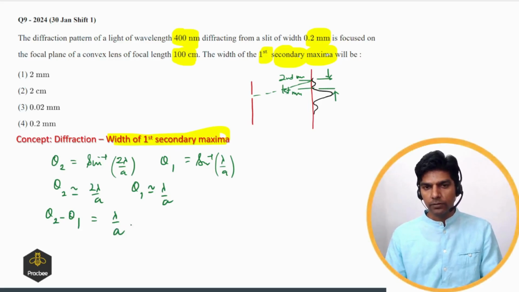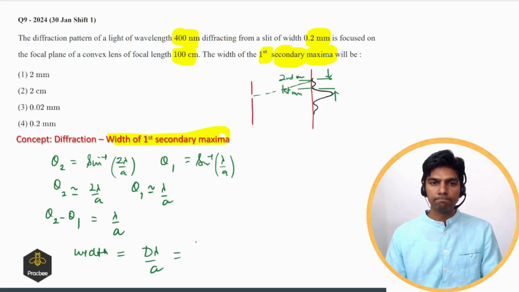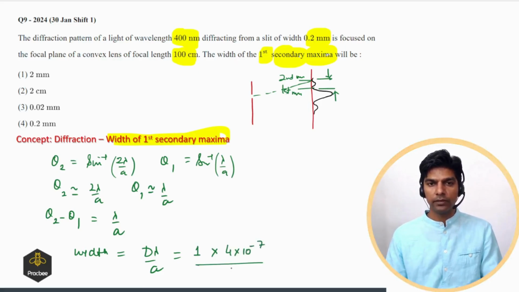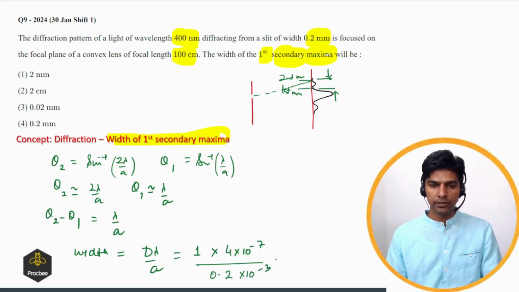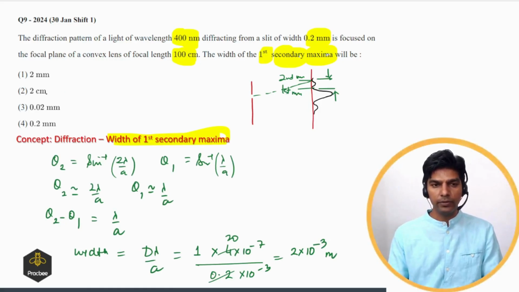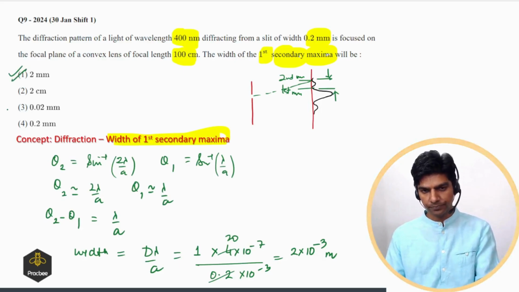And we have to find the width. Now you have to multiply this angular spread with capital D, and you will get the width. So width will be D lambda by a. D is given as 100 centimeter, which is 1 meter. Lambda is 4 into 10 raised to power minus 7, and a is given as 0.2 into 10 raised to power minus 3. So this will give us 20. So it will be 2 into 10 raised to power minus 3 meters, and we have to find the answer in millimeters. So option 1 is the right answer.